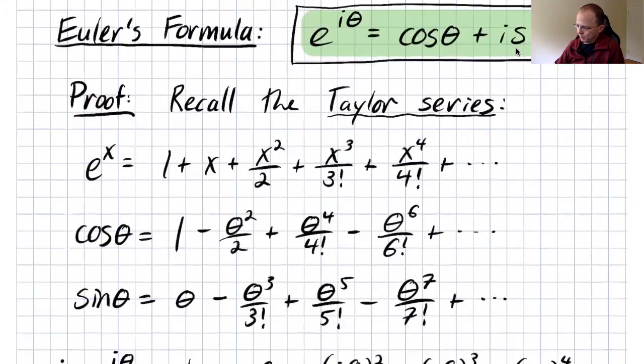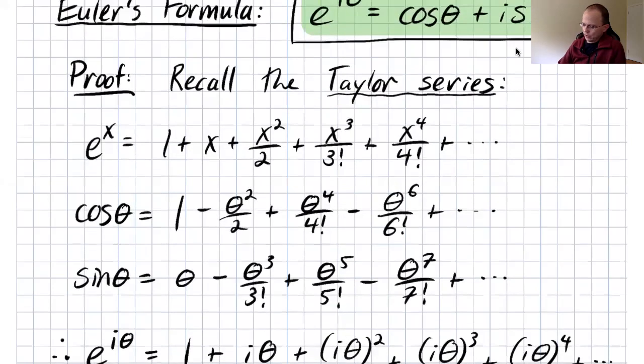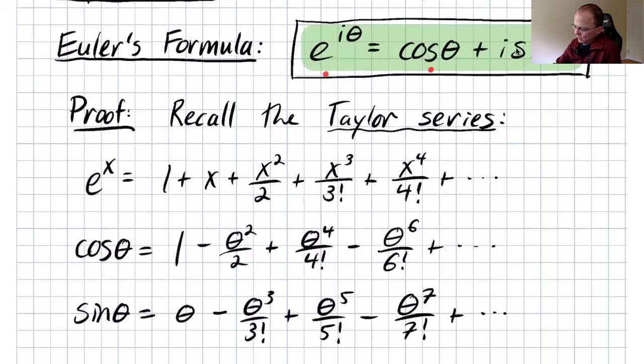So the proof really comes from using the Taylor series expansion for these three functions: e to the x, cosine theta, and sine theta. So e to the x has a Taylor series that looks like this. You may be familiar with this from your calculus 2. So e to the x is 1 plus x plus x squared over 2 plus x cubed over 3 factorial, which is 6, plus x to the 4th over 4 factorial, which is 24, and so on.